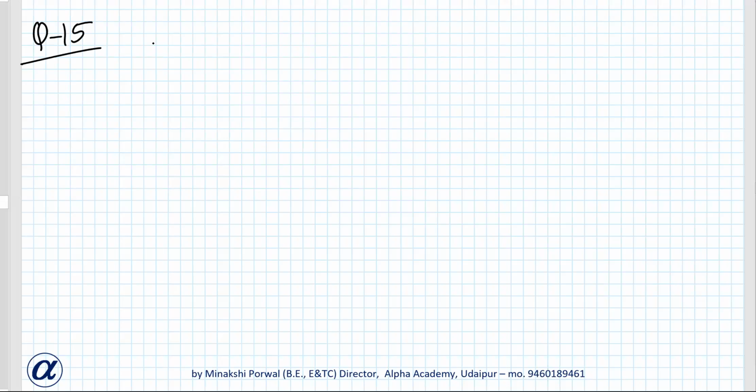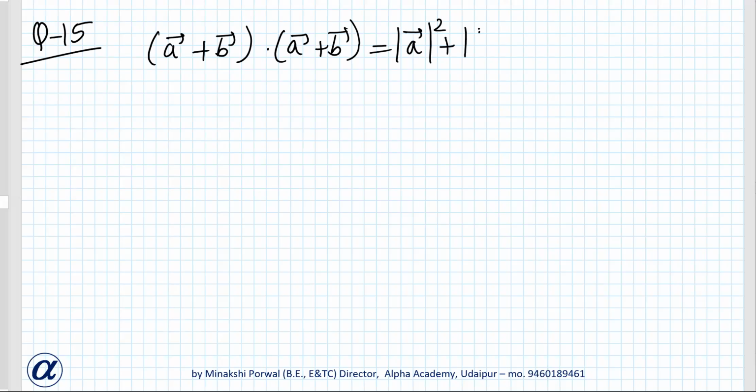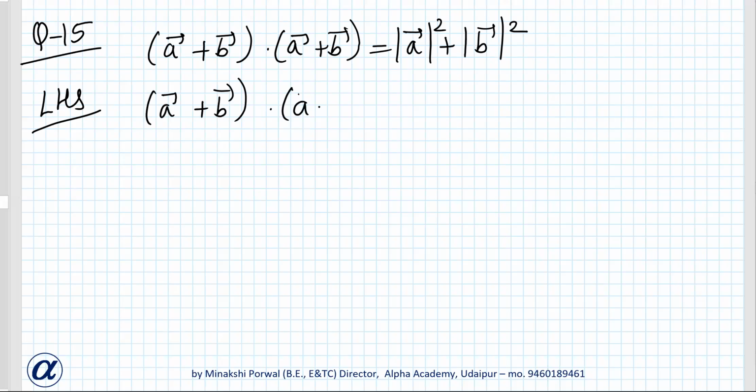Prove that A plus B dot A plus B is equal to mod of A square plus mod of B square if and only if A, B are perpendicular. Okay. So now let us take this. First of all, the LHS we have to prove. A plus B dot A plus B.